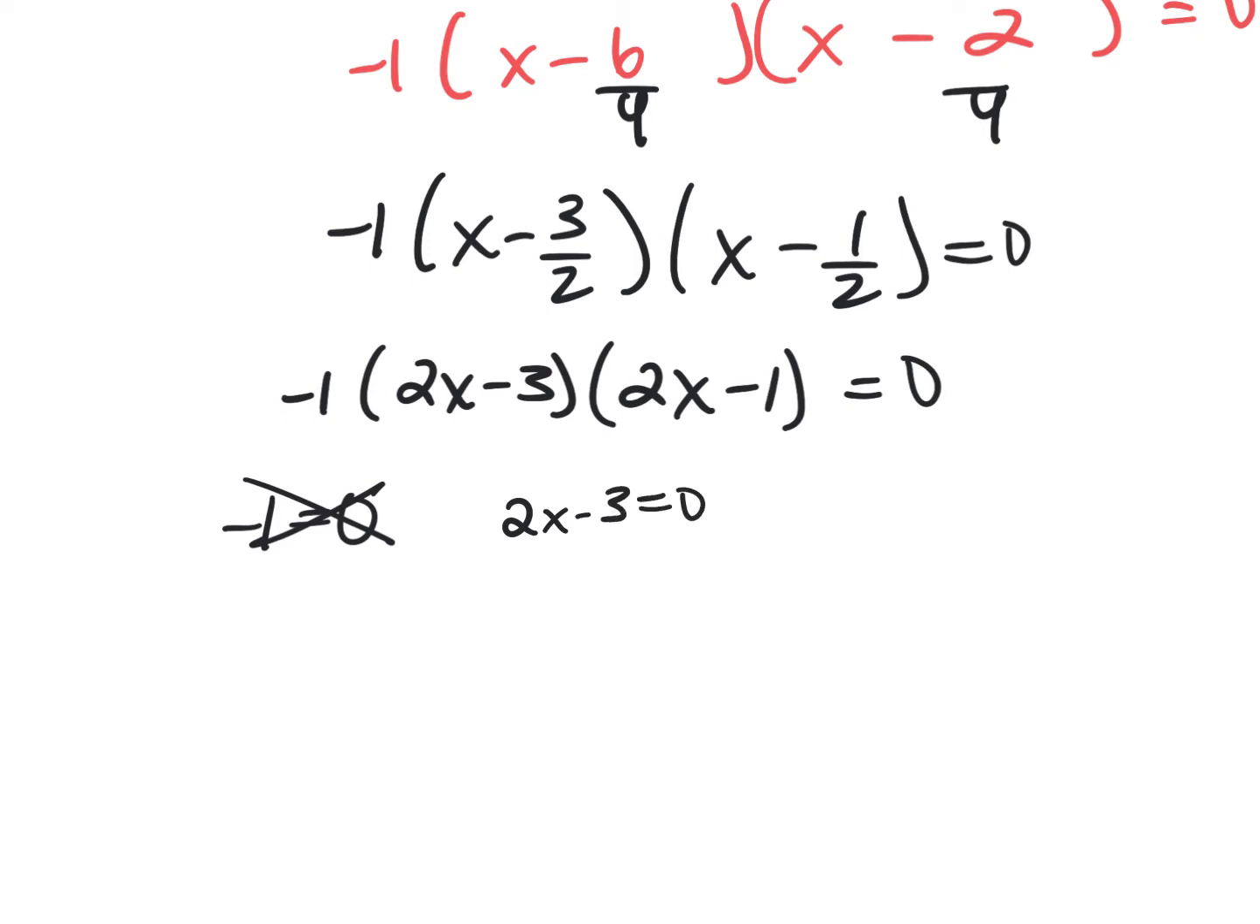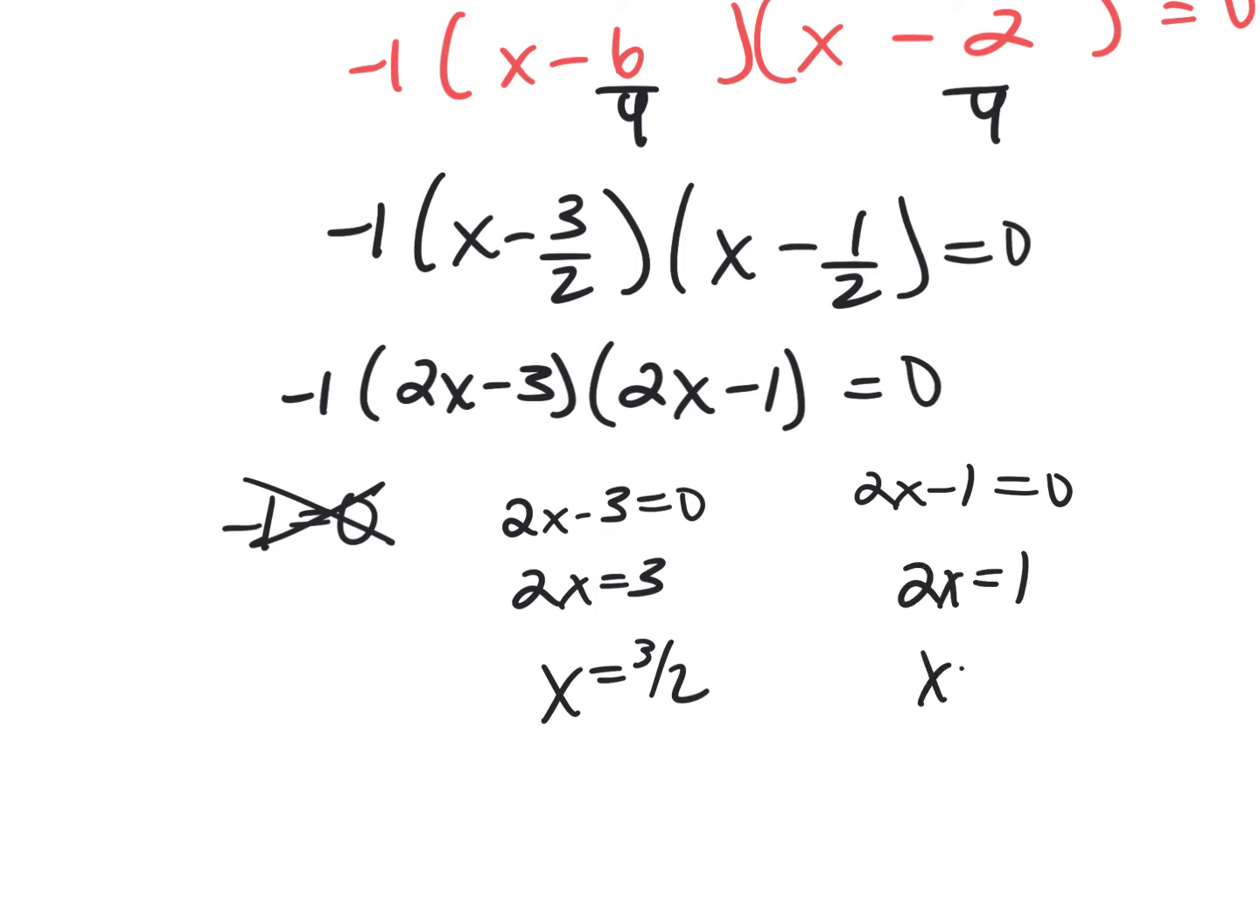2x minus 3 equals 0. And 2x minus 1 equals 0. Add 3 to both sides. So 2x equals 3, and x equals 3 over 2. Add 1 to both sides, you get 2x equals 1, so x equals 1/2.